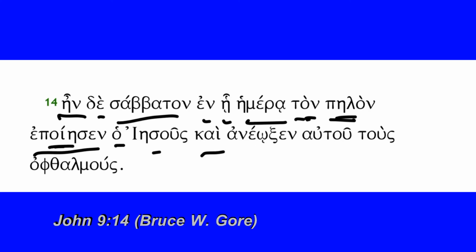The connective kai, aneōixen, from anoigō, to open, I open up. This is the third person singular, aorist active indicative, so he made the clay and opened, and then autou, of him, tous ophthalmous, the eyes. The fact that autou is in advance gives it a little bit of additional emphasis. So it was the Sabbath day in which Jesus made the clay and opened the man's eyes.